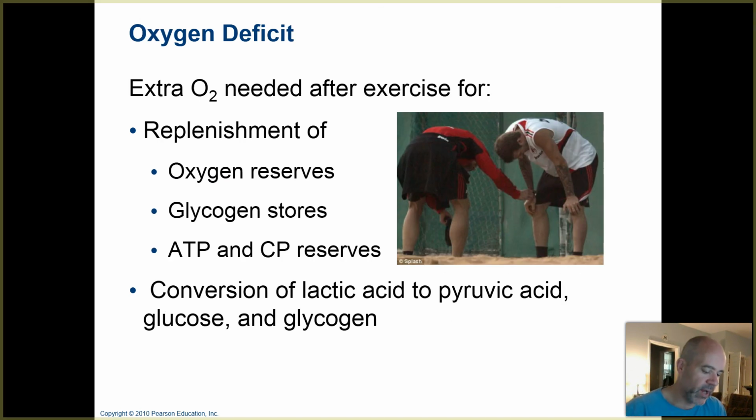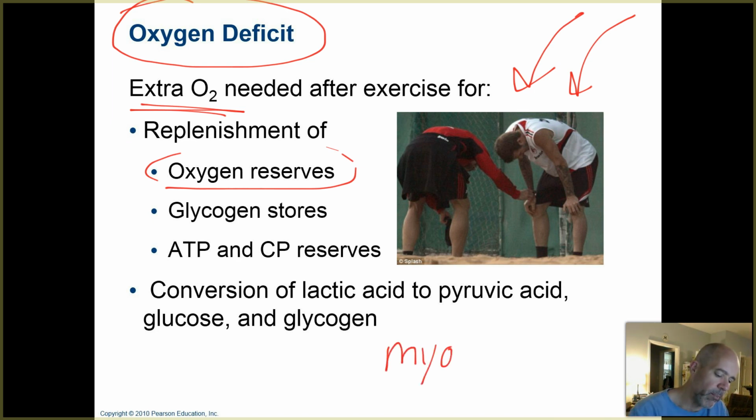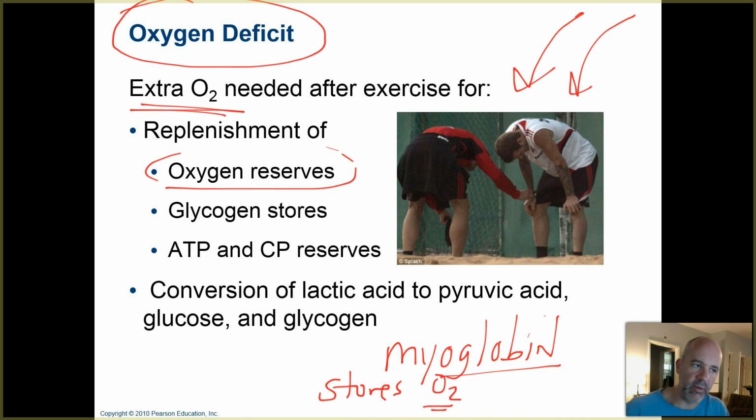Okay, so when you exercise for a long period of time, you develop what's called an oxygen deficit. You need extra O2 after you exercise. We all know this. What do you do after you've been exercising for a while? You're gasping for breath. You're having to take in extra O2. Why? You've got to replenish your oxygen reserves. And we're going to see that gets into myoglobin, a protein in your skeletal muscles that binds, absorbs O2, and stores it for you. And you've got to replenish that.